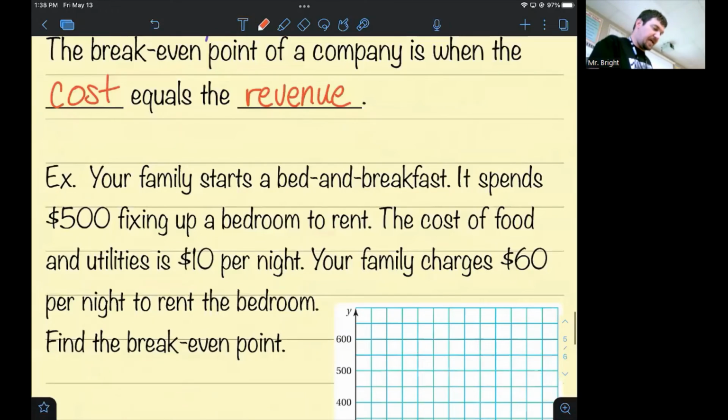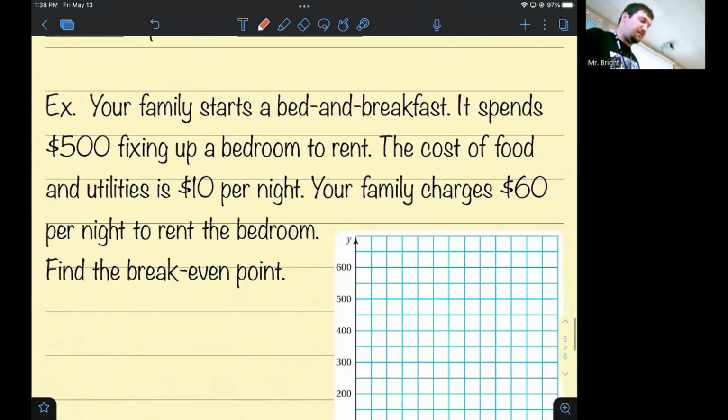In this first problem, it says your family starts a bed and breakfast. It spends $500 to fix up the bedroom. The cost of food and utilities is $10 per night. The family charges $60 per night to rent the bedroom. Find the break-even point. So let's write an equation for that. We'll call it our cost equation. What are all of our costs?